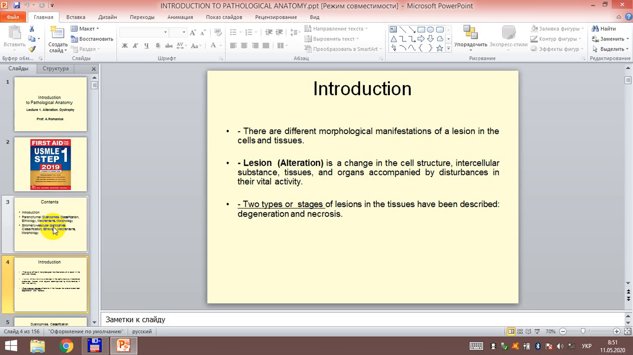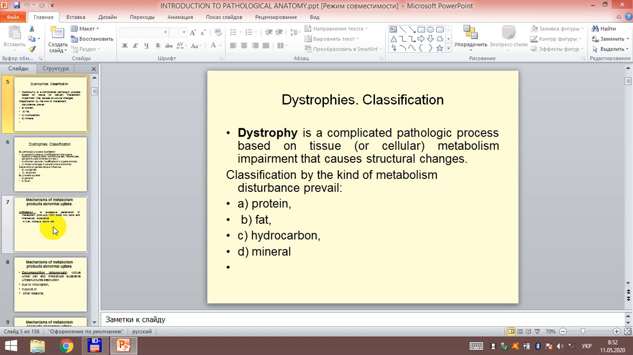There are different morphological manifestations of lesion in cells and tissues. Lesion or alteration is a change in the cell structure, intracellular substance, tissues, and organs, accompanied by disturbance in their vital activity. Two types of lesion in the tissue have been described: degeneration and necrosis. The first stage of alteration or lesion of tissues is dystrophy.